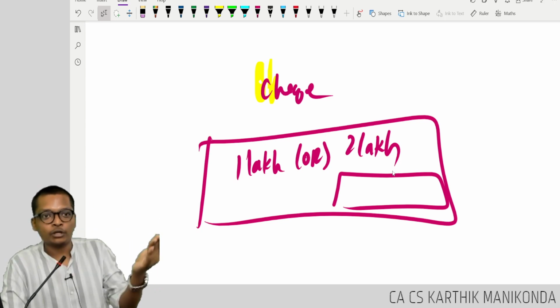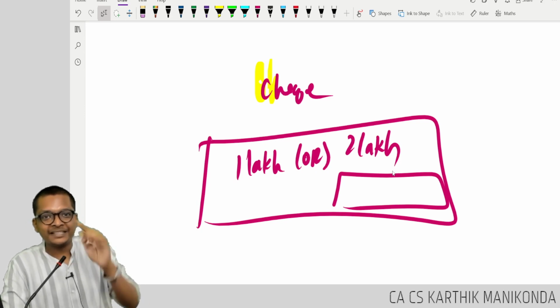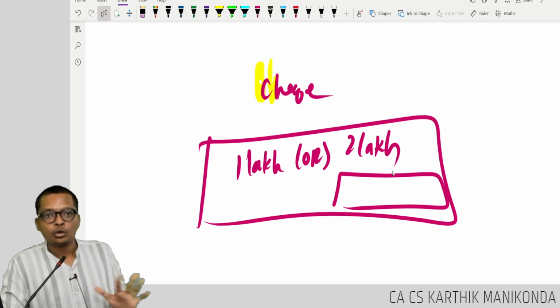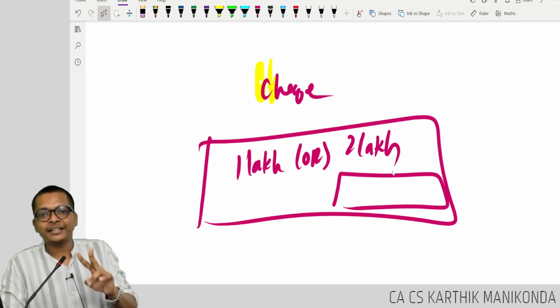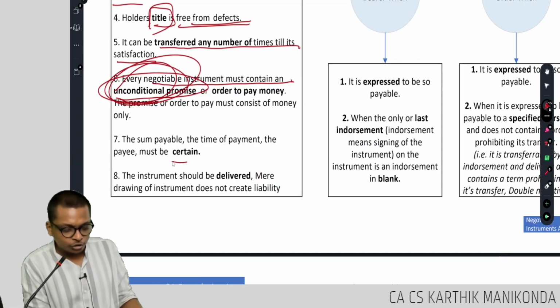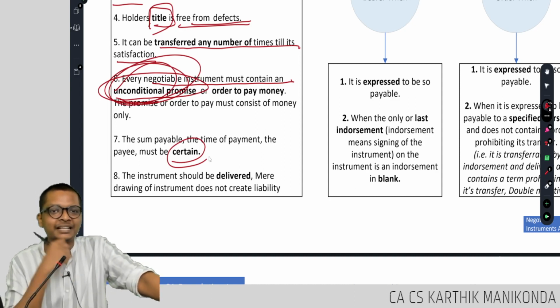Can I say, if the movie is a hit, pay him 2 crores, and if the movie is a flop, pay him 2 lakhs? Can I keep different amounts in the instrument? No. Bill, promissory note and check: amount should be certain. Are you following, guys? Clear?